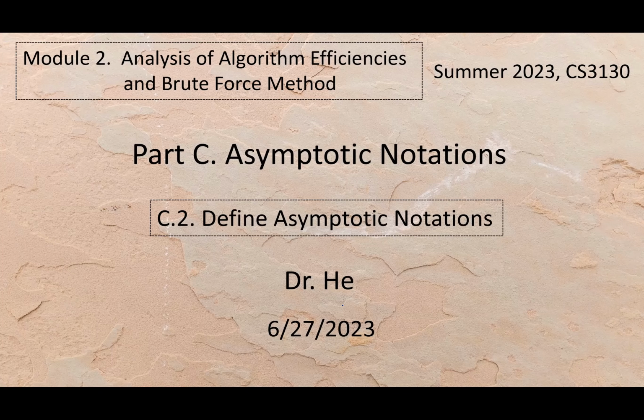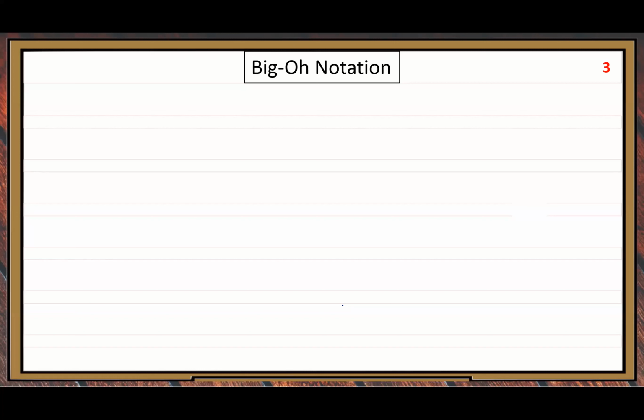C.2. Now we define asymptotic notations. After C.1, you get an idea of how to compare orders of growth of two growth functions. Now, in this topic, C.2, we want to provide rigorous definitions for these asymptotic notations. All right. The first one, big O notation.